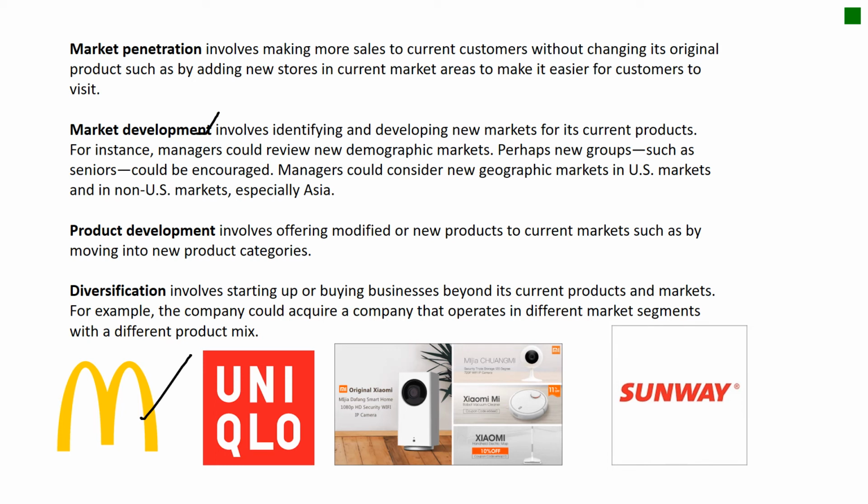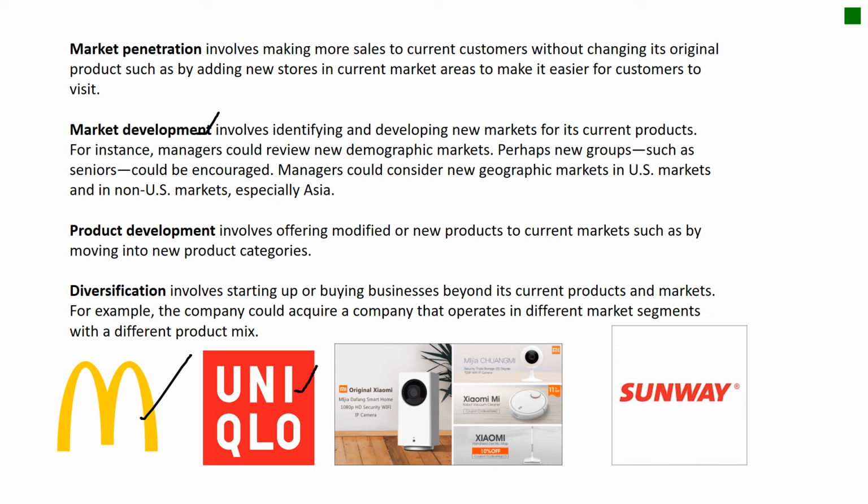Second, we have market development. It involves identifying and developing new markets for its current products. The best example is of course Uniqlo. Before Uniqlo had a footprint in Malaysia, it was originally from Japan. Then the management of Uniqlo decided that they wanted to explore new markets with their existing products.